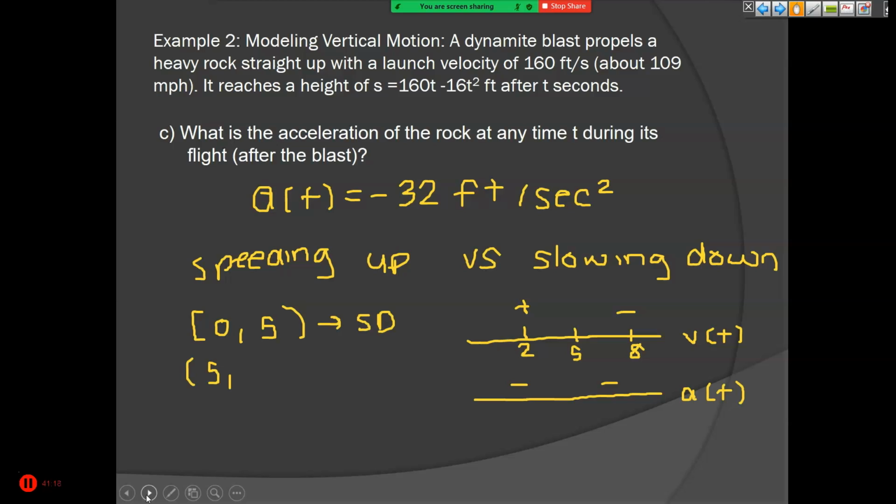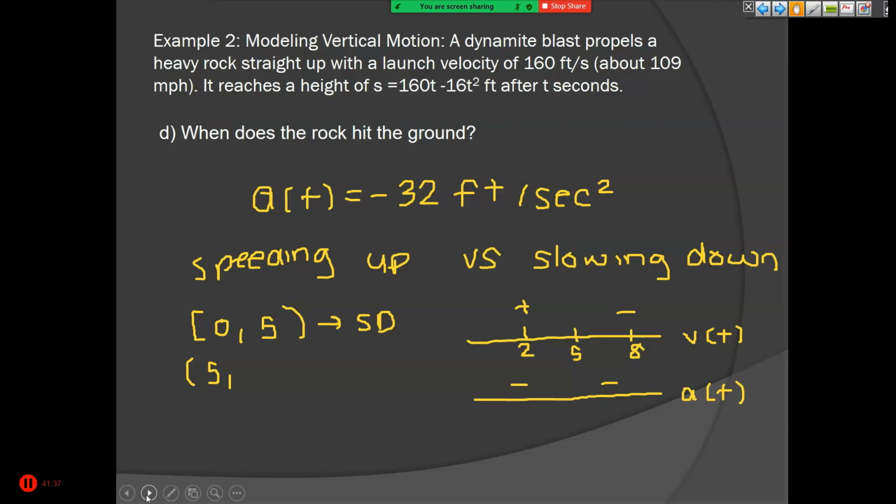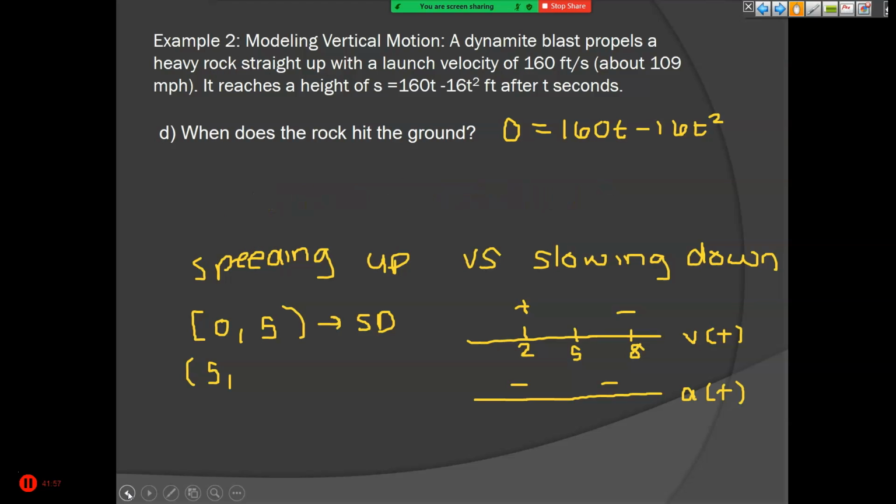and then from 5 to infinity, well, not really infinity, it would be 5 to when it hits the ground. So when would the object hit the ground? Perfect. So let's jump to D real quick. So when 0 equals 160t minus 16t squared, which I probably was jumping, no, I didn't jump ahead with my speeding up and slowing down, it's just not on there. So when does this equal 0?